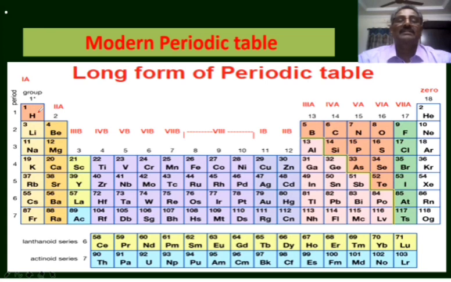According to that, the first period has only 2 elements, second and third periods have 8 elements each, fourth and fifth periods have 18 elements each, and sixth and seventh periods have 32 elements each.